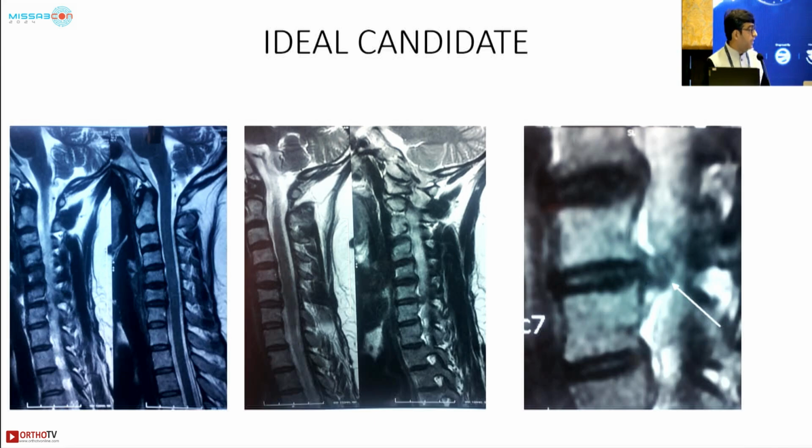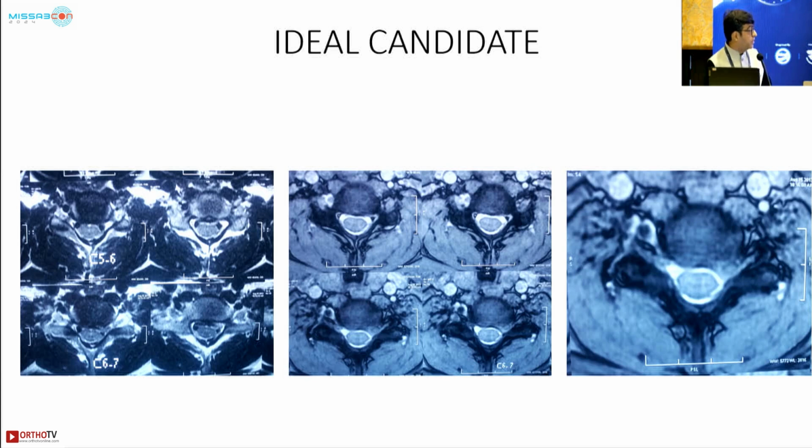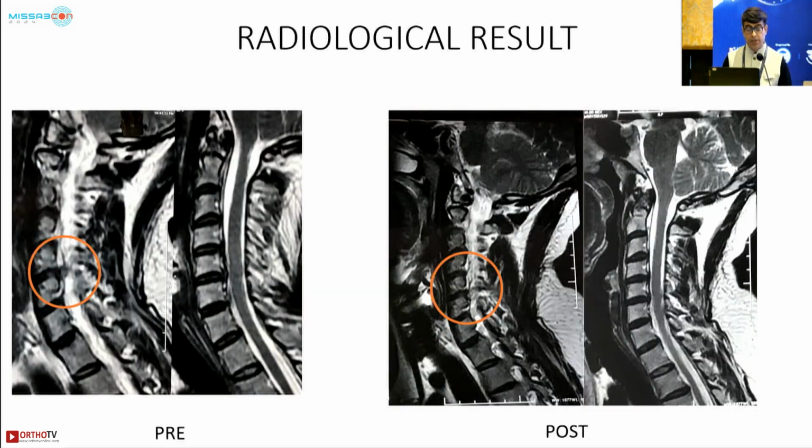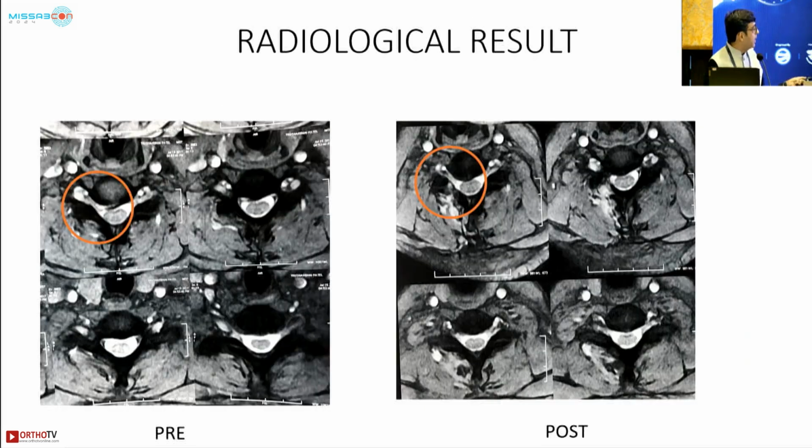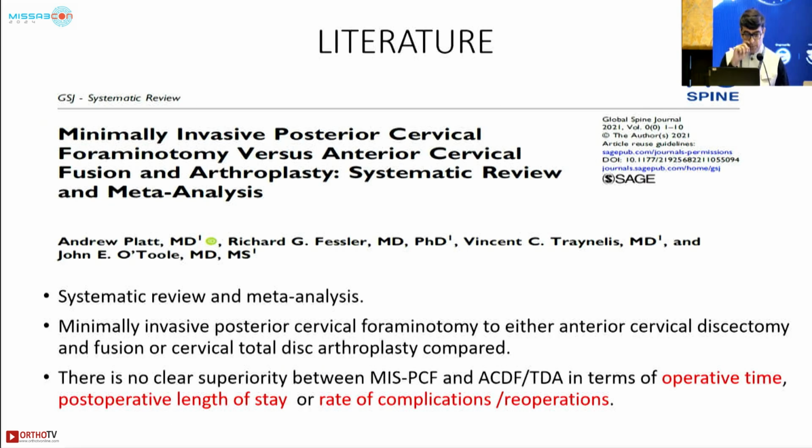The ideal candidate is a patient who has a soft disc, foraminal disc herniation like this. The cord is not compressed, the root is compressed and there is a soft disc. The radiological results are excellent. This is the pre-op patient, and the same patient post-op. You can see excellent decompression in axial as well and a very minimal footprint. This is one of the very popular MIS approaches and it's well published as well.